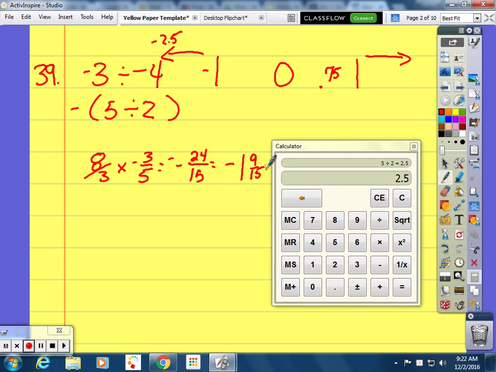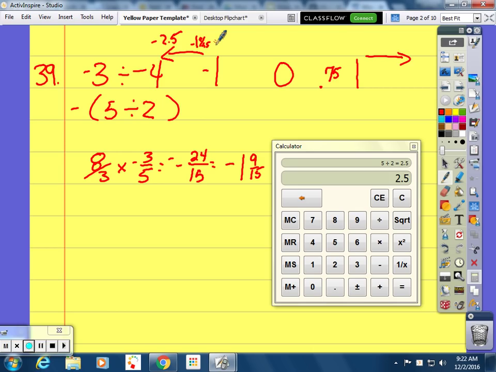So that's going to be less than negative 1. So negative 1 and 9/15 falls in the range that I want it to fall in. So that one would be a yes. That would be less than negative 1.